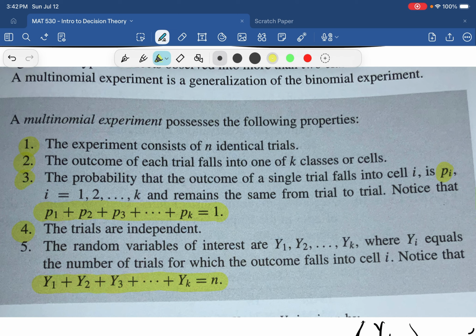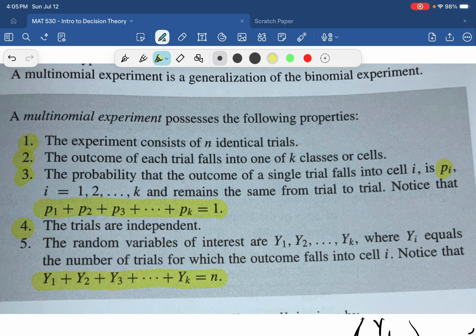And so p_1 in this case would be the probability that we get a red marble on any one trial. p_2 would be the probability that we get a green marble on any one trial. And p_3 would be the probability that we get a black marble on any one trial. And those probabilities stay the same for each trial. And then fourthly, you can see there that the trials must be independent.